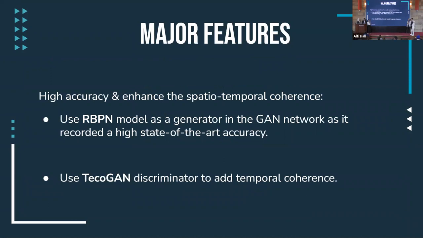So what we are aiming for here is to maintain, as Barakat said, high accuracy while enhancing the spatio-temporal coherence. So that's why we are depending on the RBBN model as a generator for our GAN network, as it records a high state-of-the-art accuracy, and using TecoGAN as our discriminator as it adds temporal coherence.